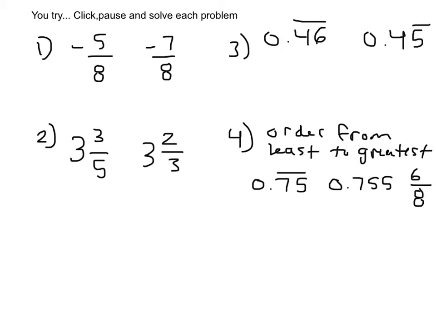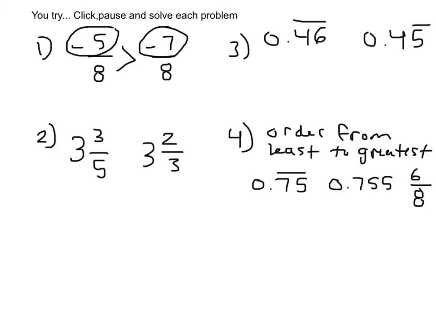Okay, for number 1, -5/8 and -7/8, they have a common denominator. They're both eighths. So really all we need to focus on is the numerator. So really the question is, what's greater, -5 or -7? Which one's closer to 0, or which one's further to the right on a number line? -5 is just a little bit greater than -7, so -5/8 would be greater than -7/8.